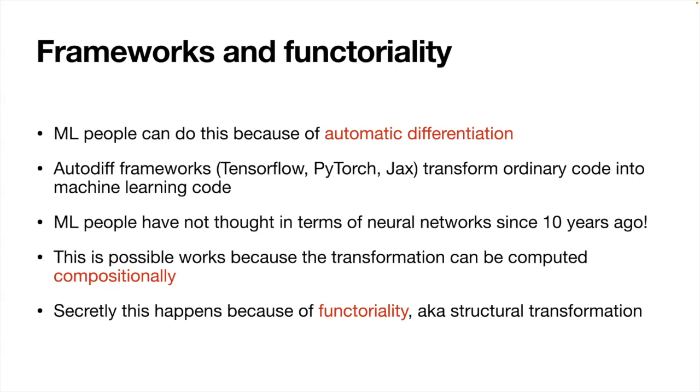The way that these auto-diff frameworks work secretly happens because of a thing called compositionality, which means that you can do local transformations on your program. If you know how to do the transformation on each part locally, you can stitch them together to get the result for the whole. So you don't need to do any kind of whole program analysis, which is typically very hard. Secretly, this happens because of what in category theory we call functoriality. And the simplest case of this is something that everybody learns in high school, which is the chain rule.